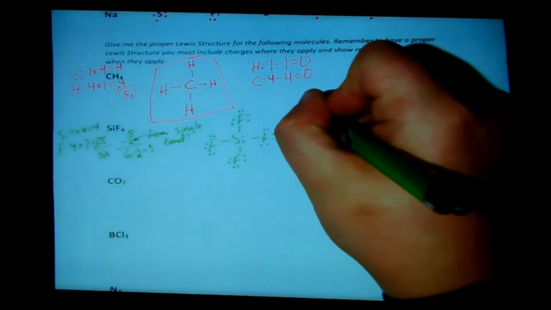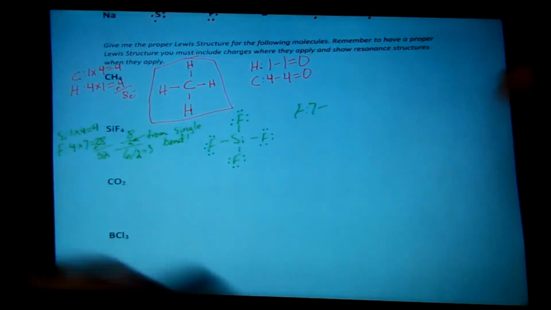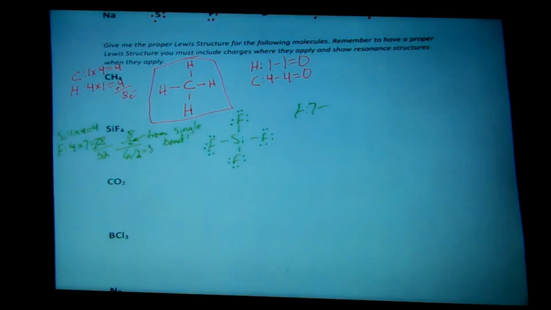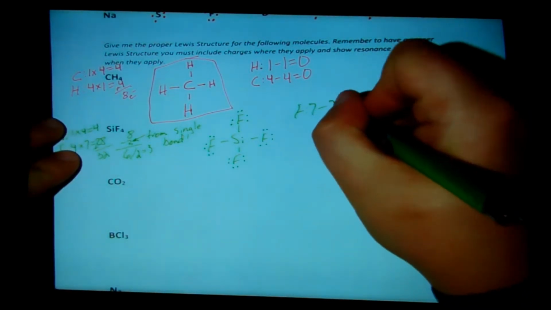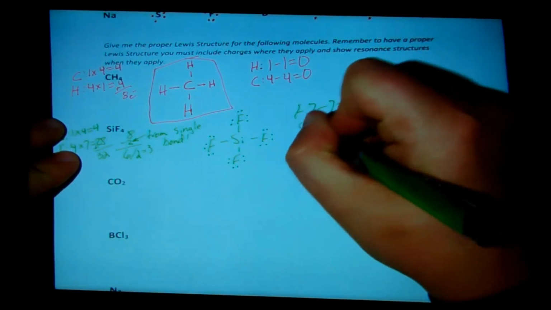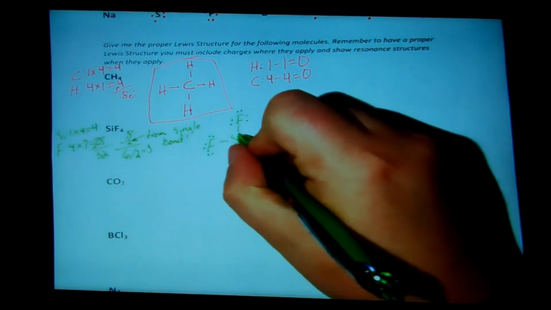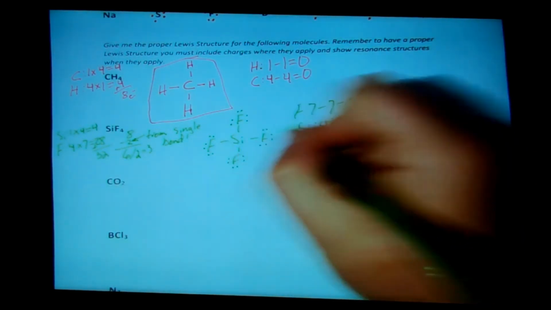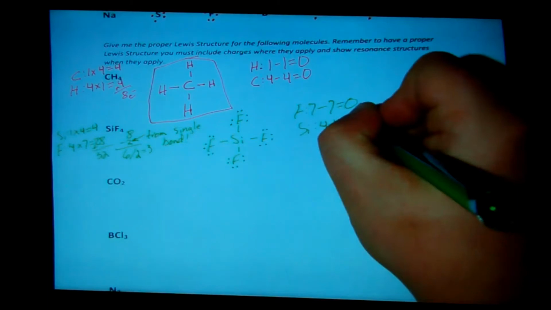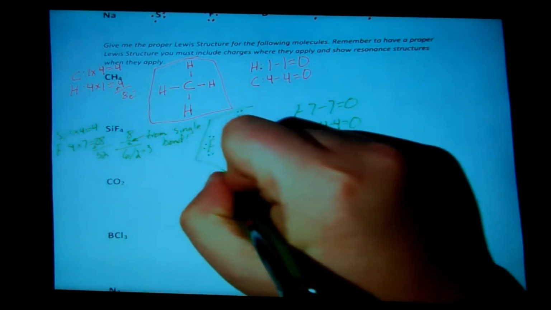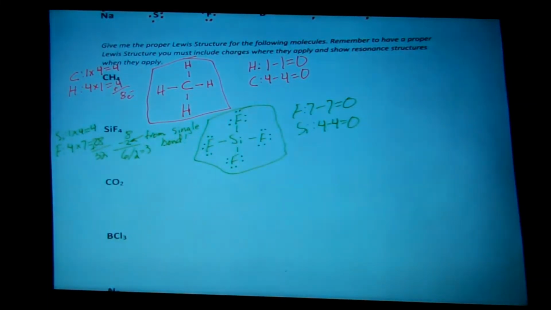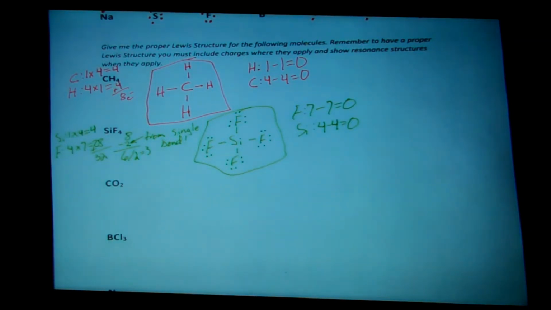All the fluorines are the same. So fluorine normally has 7 valence electrons. Split those bonds in half, and what we'll find is that we're showing 7 electrons. That's neutral. Now silicon needs to be neutral as well because there is no overall charge. Silicon normally has 4. Split those bonds in half. 1, 2, 3, 4. It also is showing 4, so it's neutral. So there is my proper Lewis structure for silicon tetrafluoride.